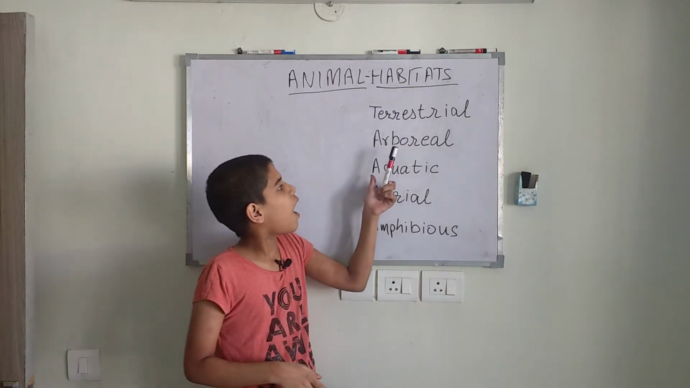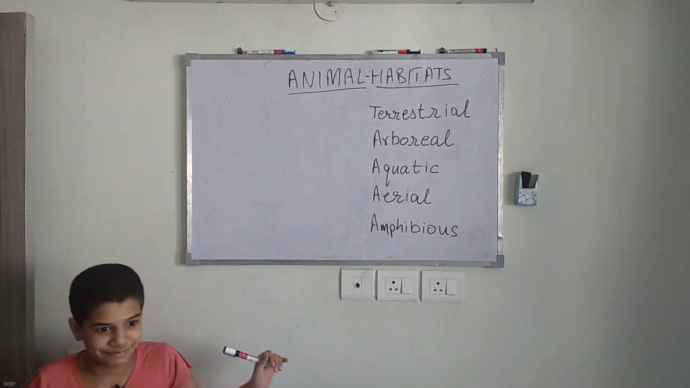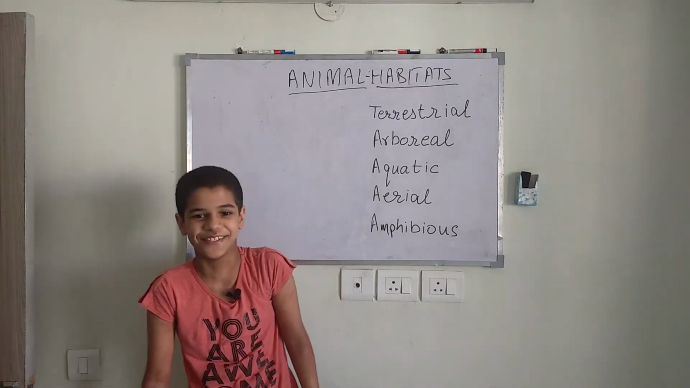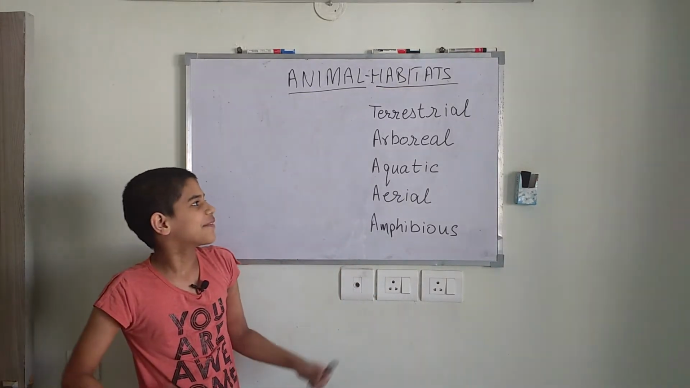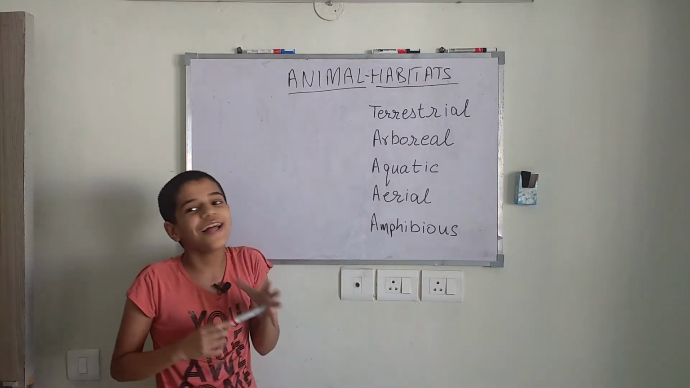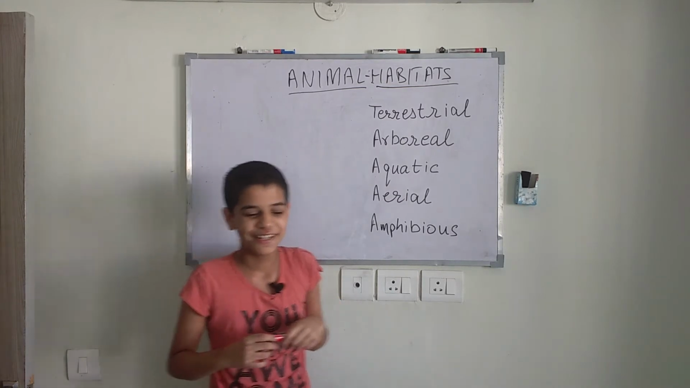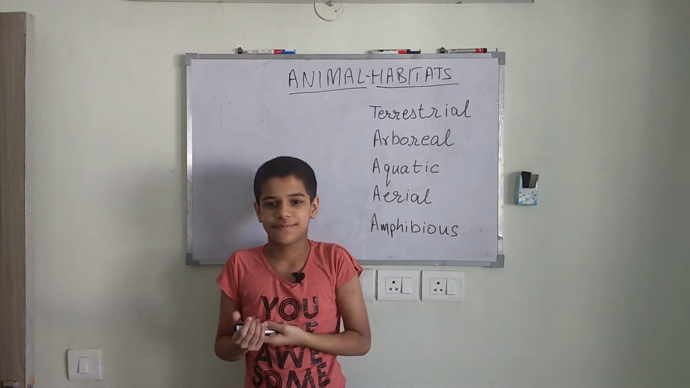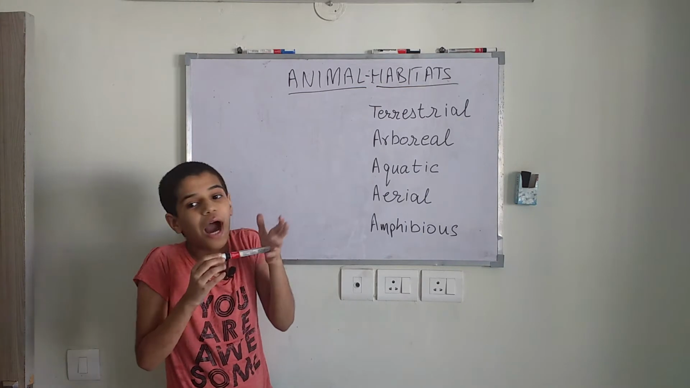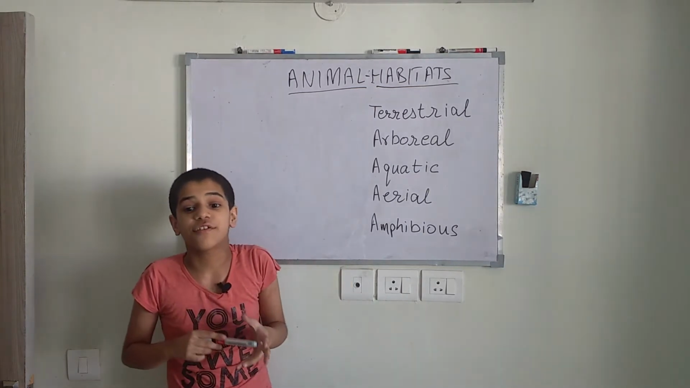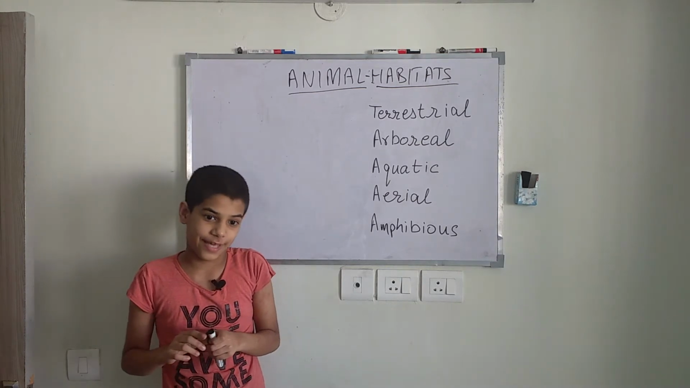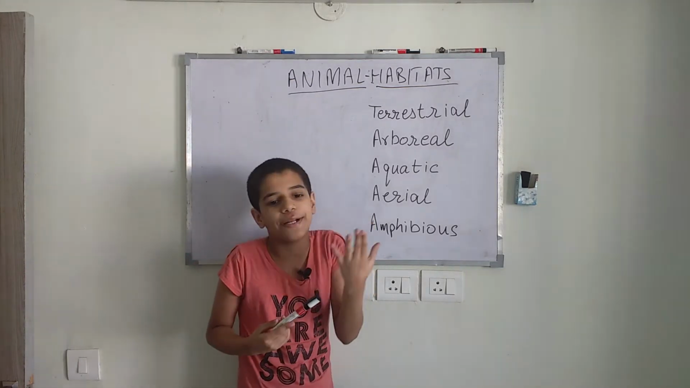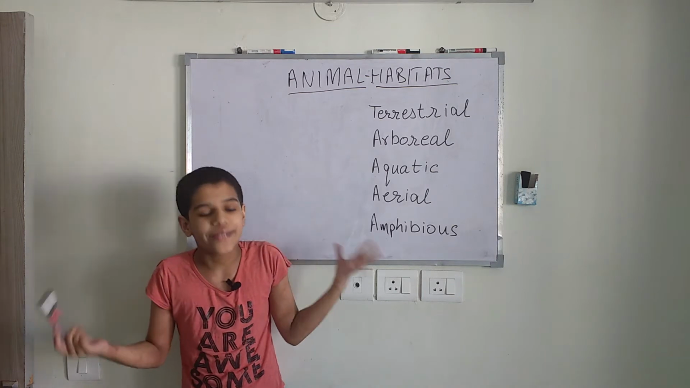Now the next thing that comes is arboreal animals. Now, what are arboreal animals? Would anybody else like to give a try? No? Okay. So, arboreal animals are the animals which live on trees. Just like monkeys. Yes, monkeys and birds. Okay. So, next comes aquatic animals. Can anybody tell me what are aquatic animals?